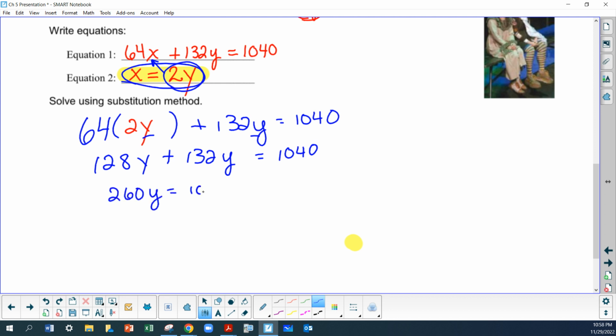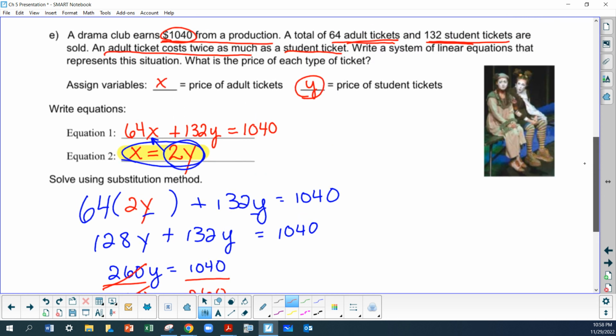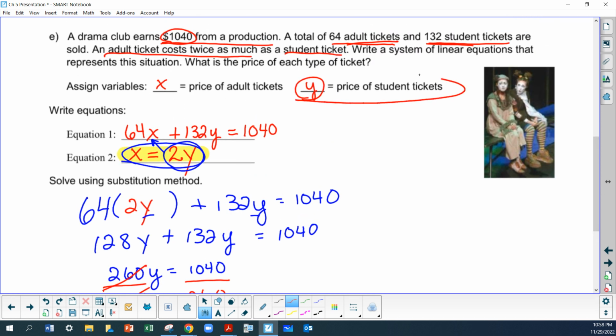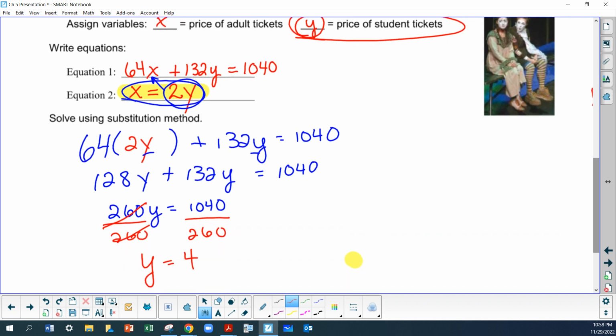equals 1040. And then we'll use division, won't we, to get down to just a single y. So 1y equals 1040 divided by 260 is 4. So the adult ticket price, no, I'm sorry, the student ticket price is $4.